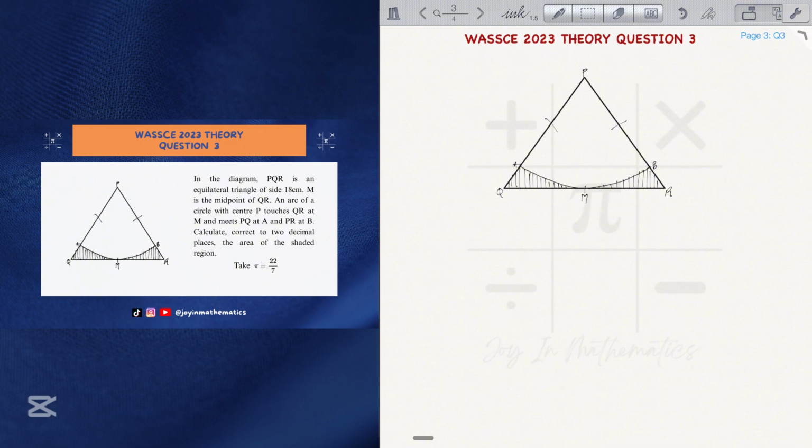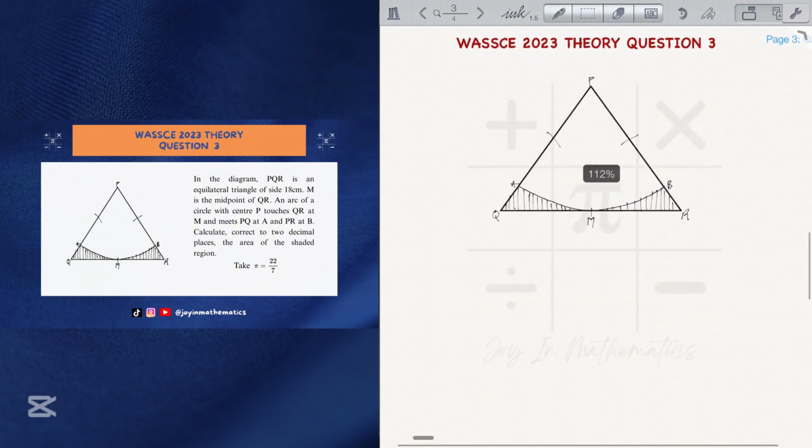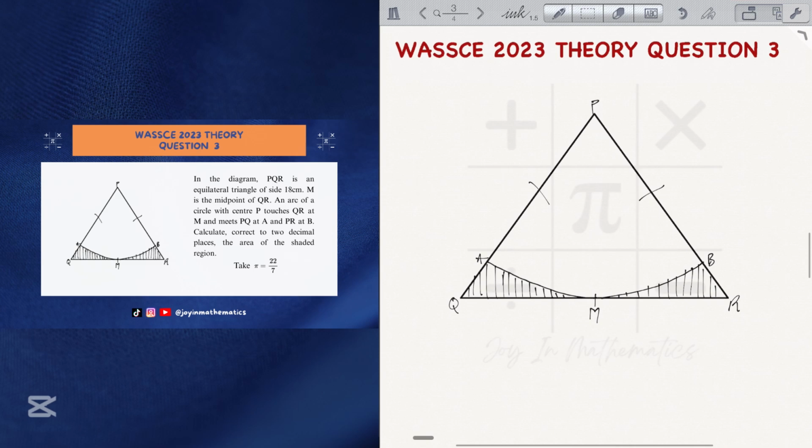Now let's move on to question number 3. In this question, we have a diagram, and it says in the diagram, PQR is an equilateral triangle of side 18 centimeters. So we're given that each side of PQR is 18 centimeters. Now M is the midpoint of QR. So that means this side MR will be 9 centimeters and QM will also be 9 centimeters.